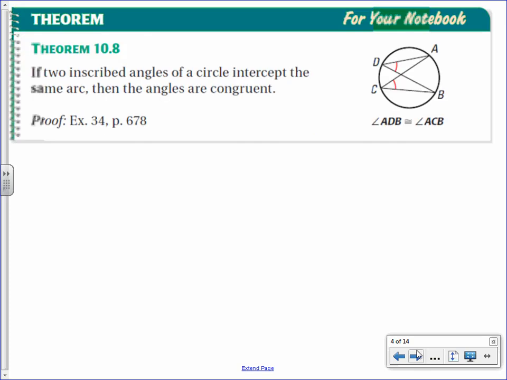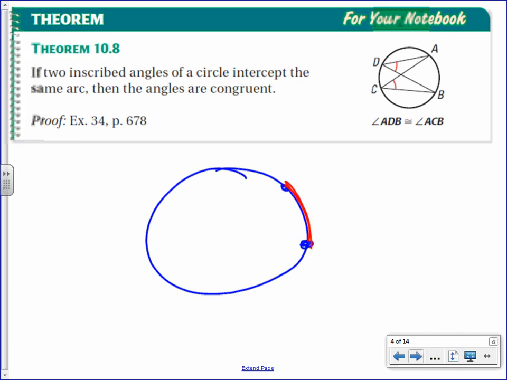Okay. It's almost easier for me to draw this one from scratch just to show you what's going on. If 2 inscribed angles of a circle intercept the same arc, then their angles are congruent. So let me show you what I mean with the drawing. If you have a circle, let me draw a dot here and here. And let me highlight that arc for you guys.